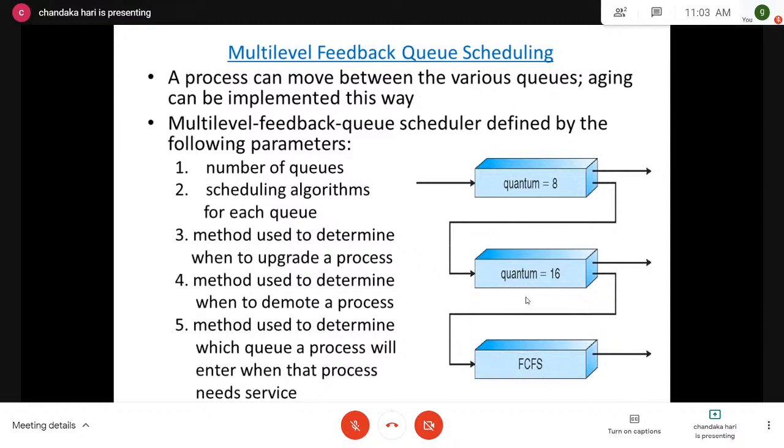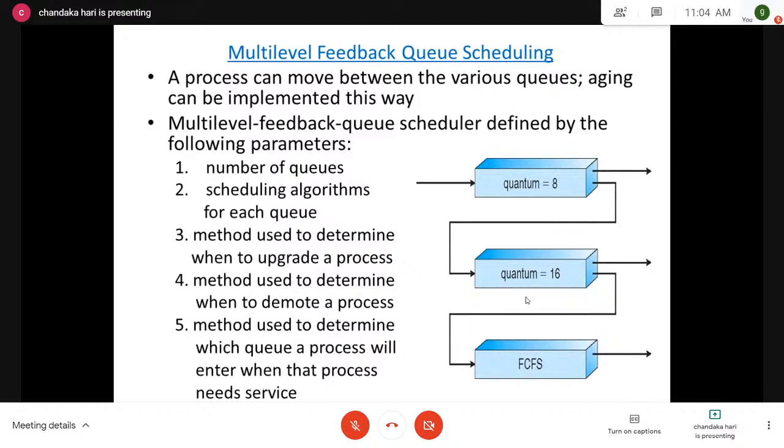And finally, the fifth very important one is the method used to determine which queue a process will enter when it needs service. Once a new job arrives, you need to decide whether it is going to enter the first queue, or the second queue, or the third one. So you need to adopt some method. You need to write one program which will decide which queue this job is going to be placed in.